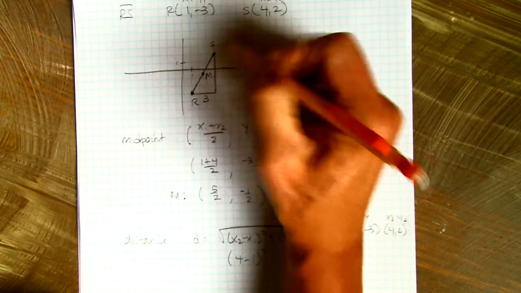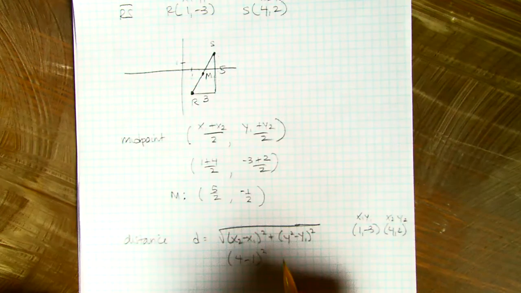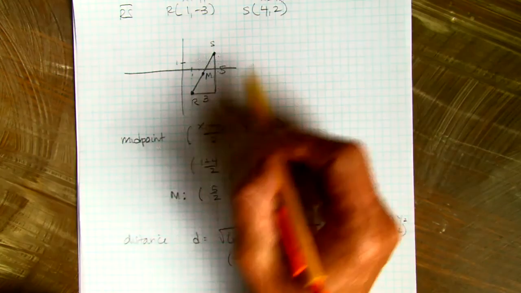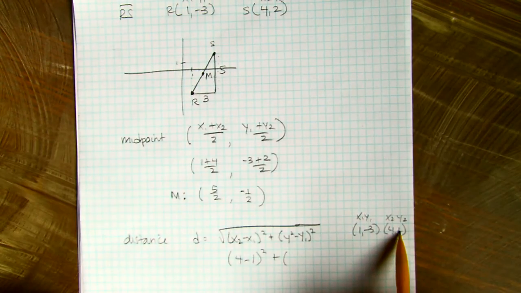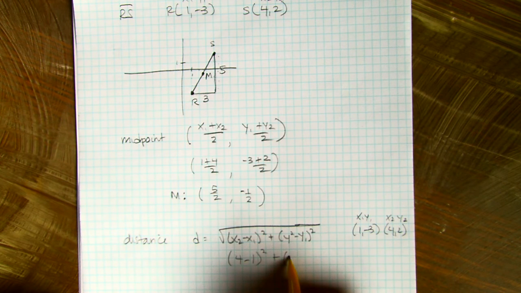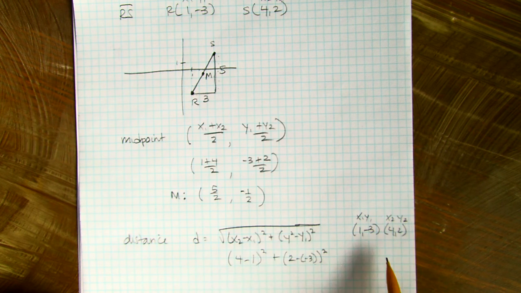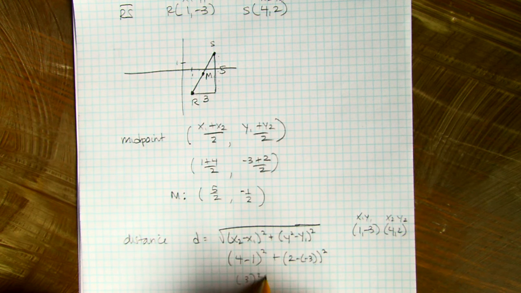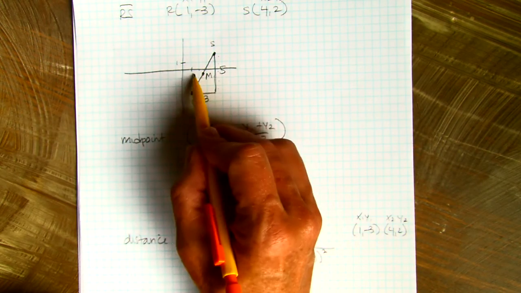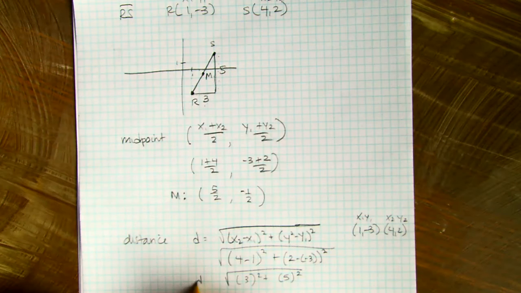And then what's the difference here? 1, 2, 3, 4, 5. That's 5. So how would you get that 5? That would be 2 minus -3, y2 minus y1 squared. And because you're squaring it, it doesn't matter which order you did. If you did -3 minus 2, you get the same thing. So I'm going to have 3 squared plus 5 squared, and in the end, a squared plus b squared equals c squared. So in the end, I have to square root it.